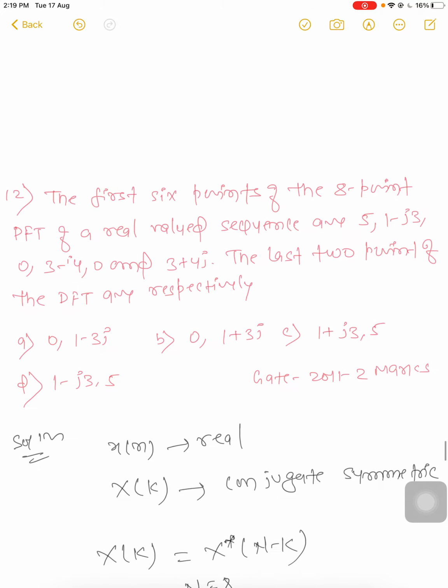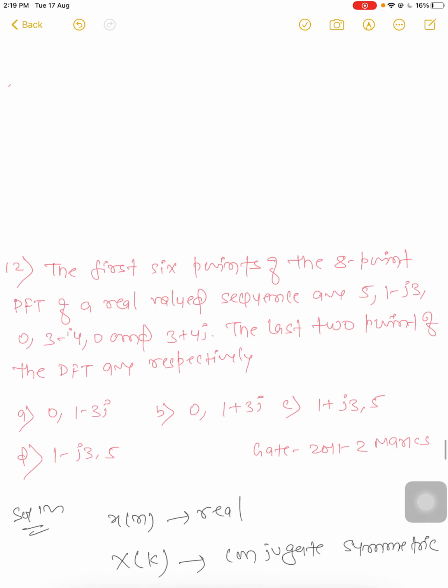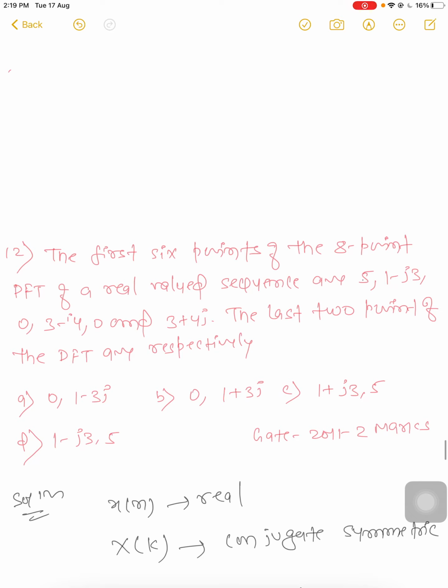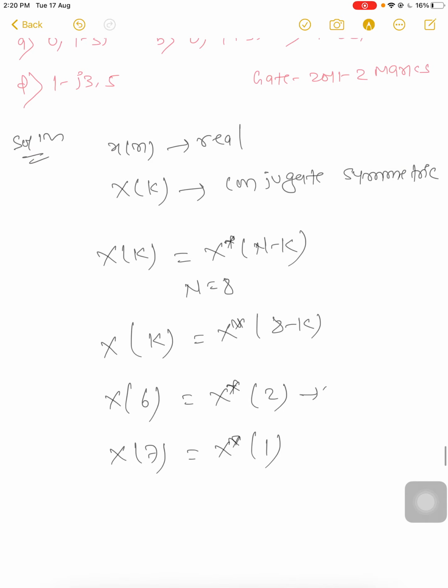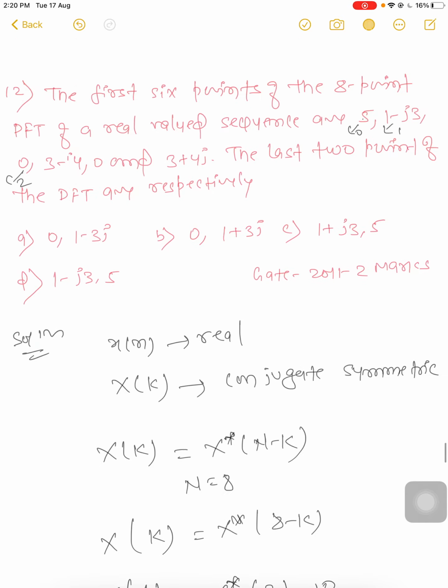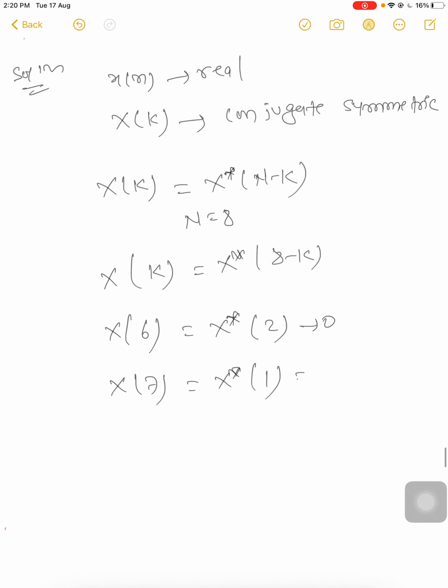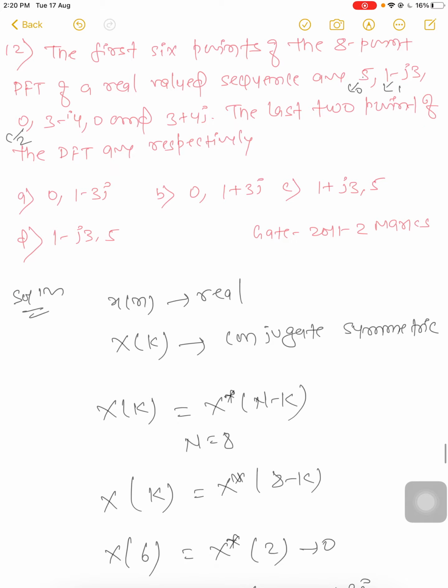So check it at 2. What is the value at 2? 5, 1 minus 3j, 0. This 5 is at the 0 position, this one is at the 1 position, and here is the 2 position. So X6 will be 0 and X7 will be 1 plus 3j. So 0 and 1 plus 3j. Option B will be the right answer.